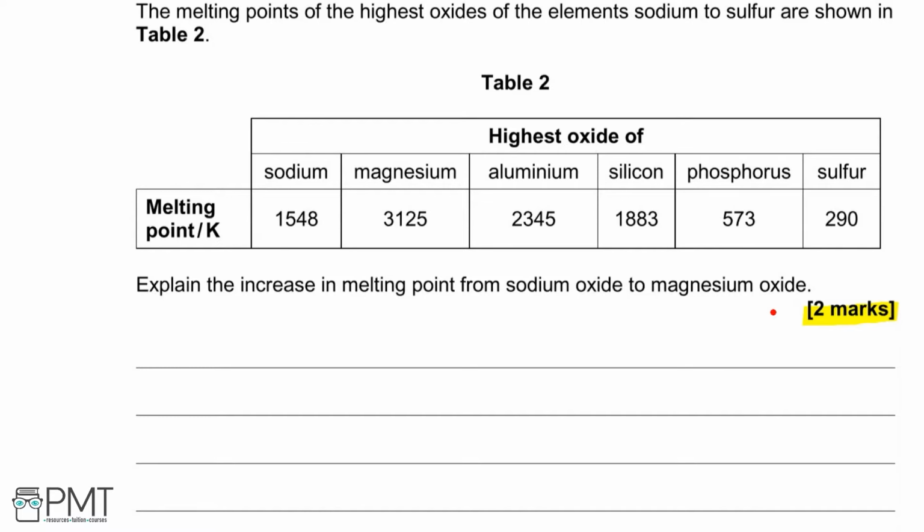So the reason for this increase in melting point between sodium oxide and magnesium oxide comes down to the electron configuration of these individual elements, and specifically what happens when they are ionized to produce the oxides. So sodium will produce a +1 ion and magnesium will produce a +2 ion. And this means that the magnesium ion has a greater charge, as it is +2 compared to sodium's +1. So it has a greater charge than the sodium ion.